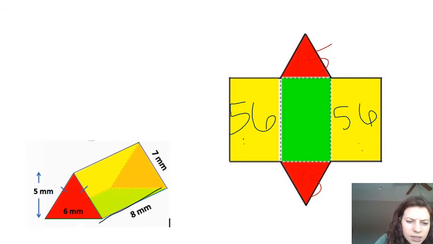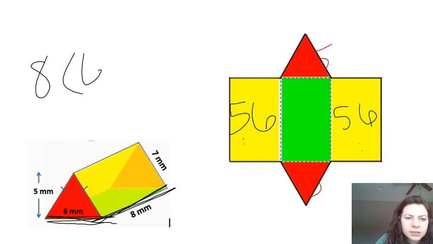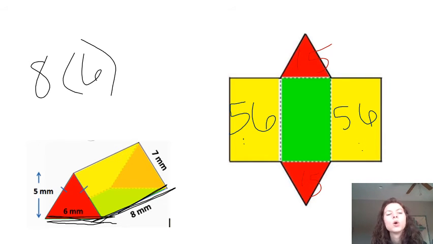We have now this green one. We can see that it is 8 long, right? And it is 6 wide. So 8 times 6, because it's a rectangle, just base times height. What are we getting out from 8 times 6? And we should be getting out 48.